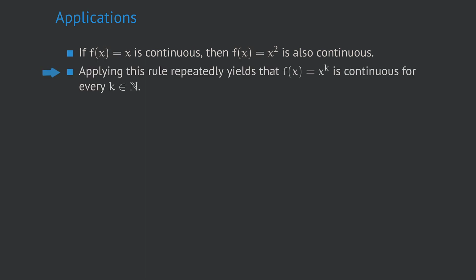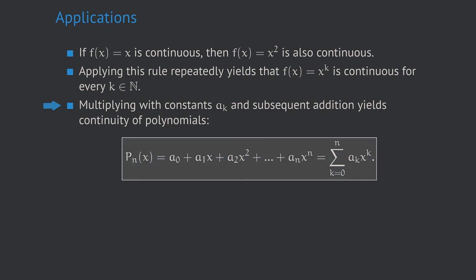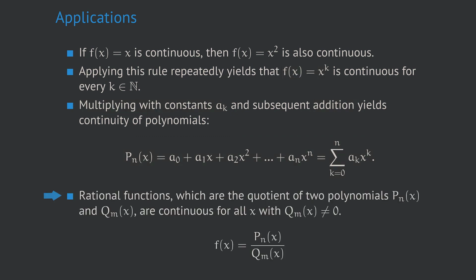Doing this repeatedly, we find that f of x equals x to the power of k is continuous for every k element of N. From this follows that every polynomial is continuous, because a polynomial is built from power functions by multiplying them with constants and adding them up. Finally, rational functions, which are the quotient of two polynomials, are also continuous. More precisely, they are continuous for all x where the polynomial in the denominator is not 0.